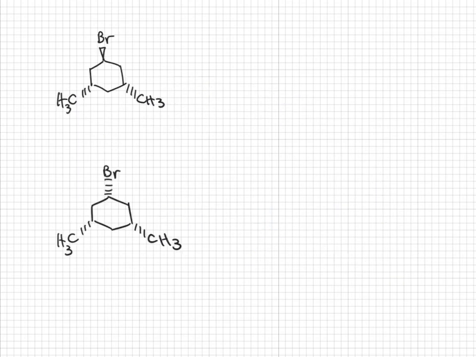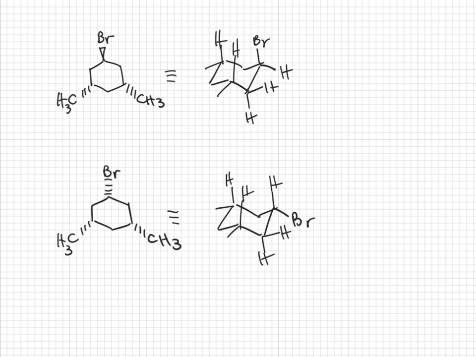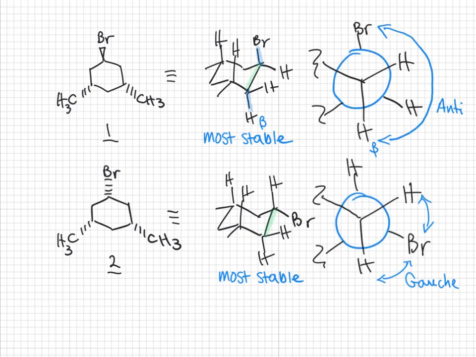Now let's use our understanding of the stereoelectronics of the E2 elimination reaction to determine which of these two stereoisomers reacts faster. We'll begin by drawing the lowest energy conformer of each isomer in which the methyl groups are equatorial. For isomer number 1, we see that the bromine is anti-periplanar to a beta hydrogen. For the low energy conformer of isomer number 2, we see that the bromine is not anti to any of the beta hydrogens. This is highlighted by the Newman projections.